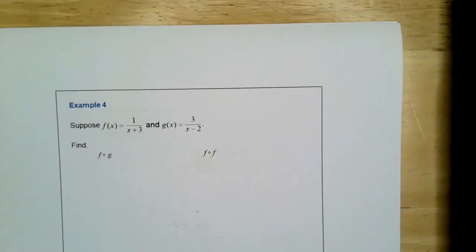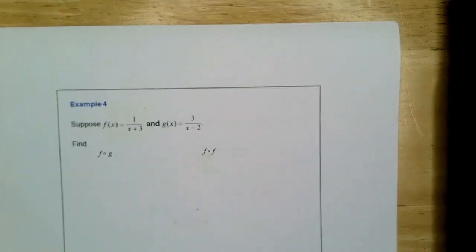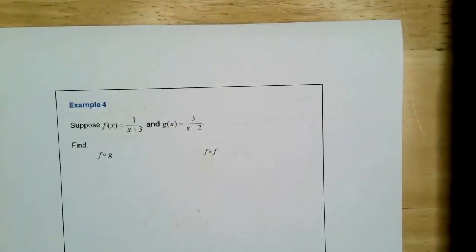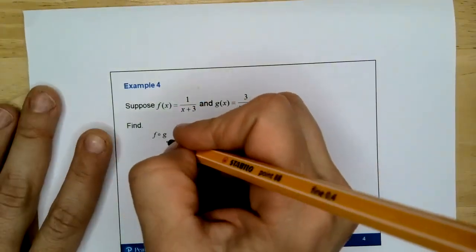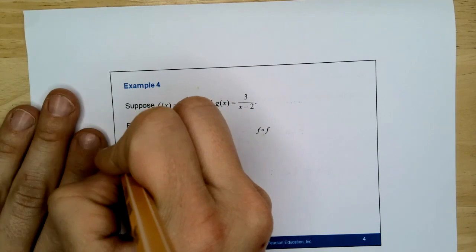If f of x is 1 divided by x plus 3, and g of x is equal to 3 divided by x minus 2, what is f of g? And what is the domain? And what is f of f? And what is the domain? Just for fun, yeah? So let's find f of g.